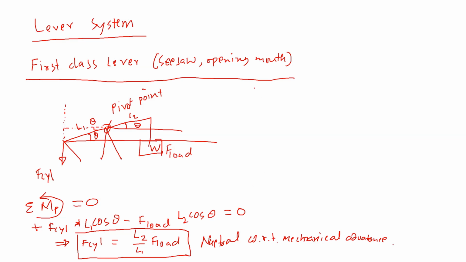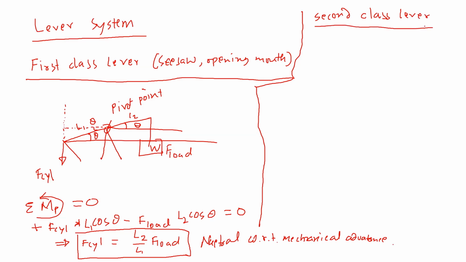Let's see the second class lever. I think I have enough space here, so I'm going to use that. So the second class lever looks something like this. Let me show you. The cylinder is still here, but it is applying a force upward. And then the pivot point is still in the middle. So that's the pivot.